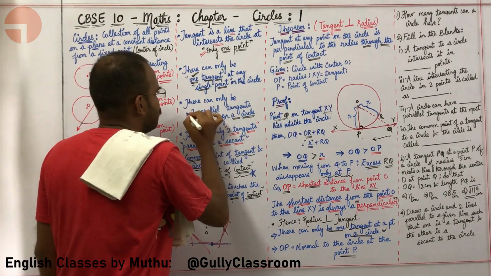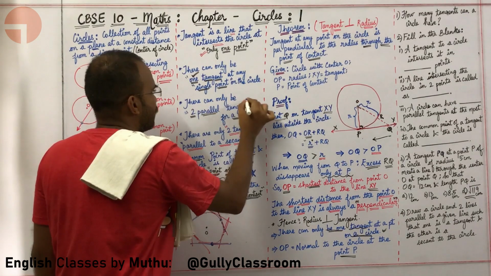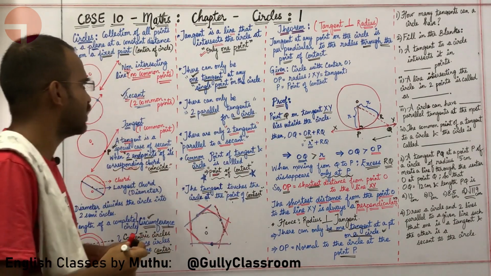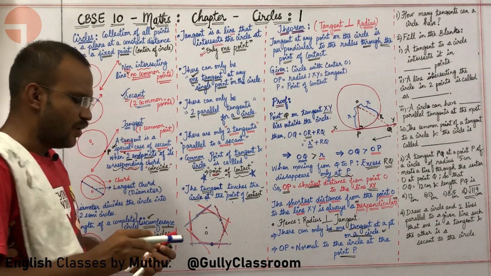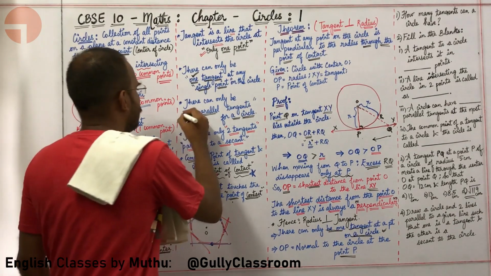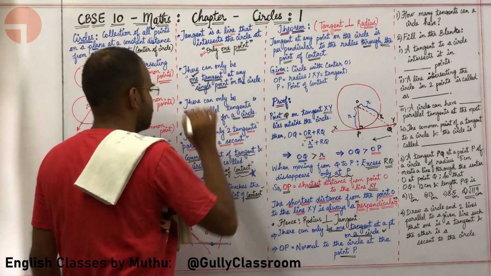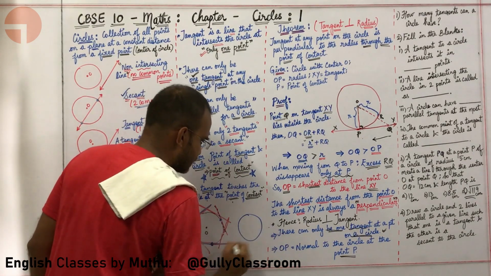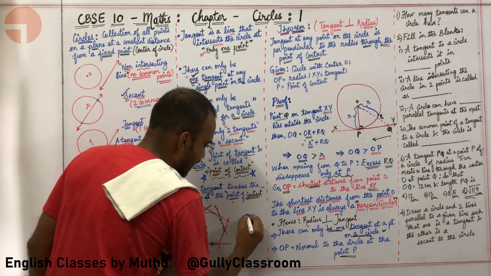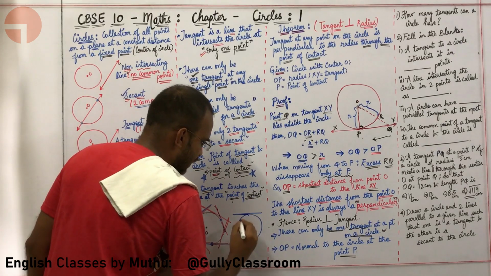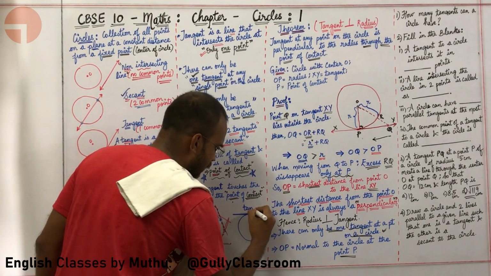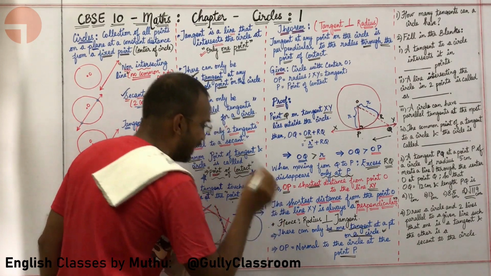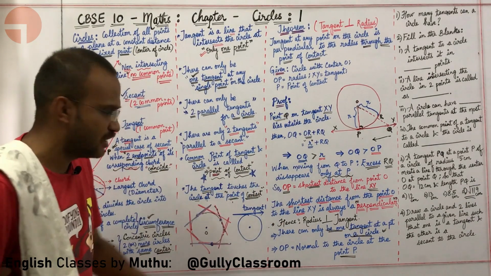There can only be two parallel tangents for a circle. How am I supposed to illustrate this, sir? This is how we are going to do the illustration. Let us take a circle. Let us have a tangent. You need to draw a parallel tangent to this particular tangent 1. How are you going to do that?